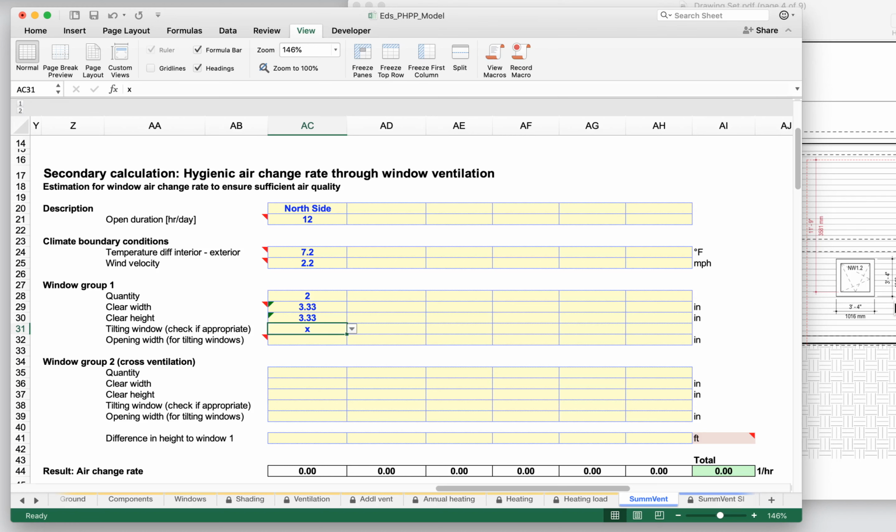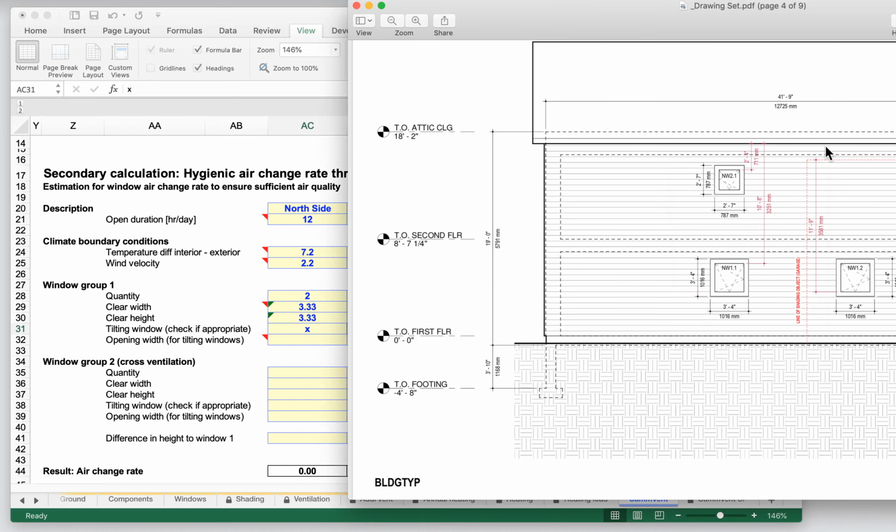Now, for a casement window, if this is in casement operation, if we were swinging this open in casement mode, the opening width would be the width of the window minus the thickness of the frame on both sides. However, in tilt operation, that opening width is going to be a little bit different. So I've prepared a little diagram here. Let me pull that up, a section diagram.